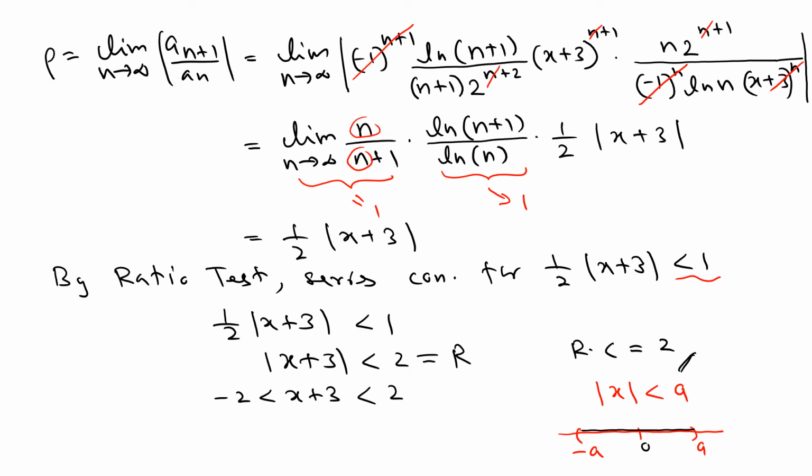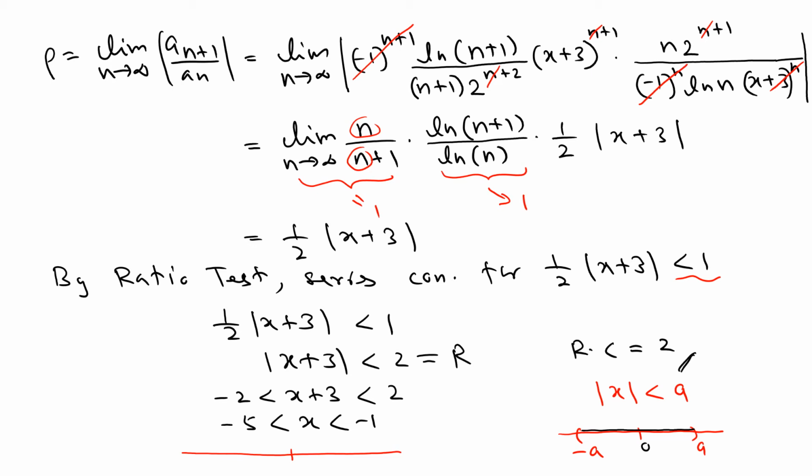Now we're going to subtract 3 from all sides. If you subtract 3, it's going to be negative 5, and on the other side, negative 1. So that's what you get. Now we're going to test the endpoints. So this is negative 3.